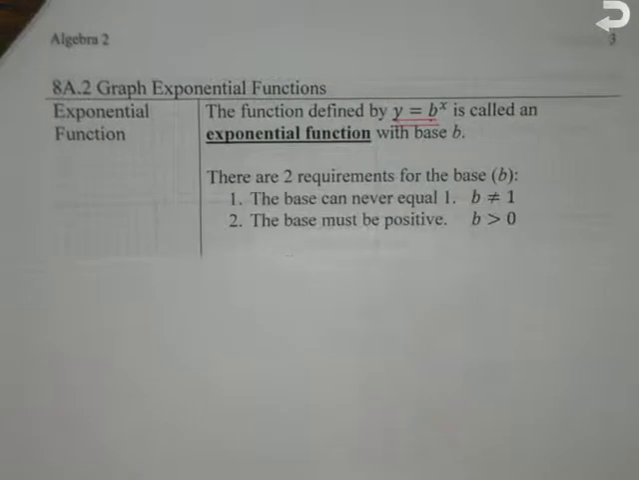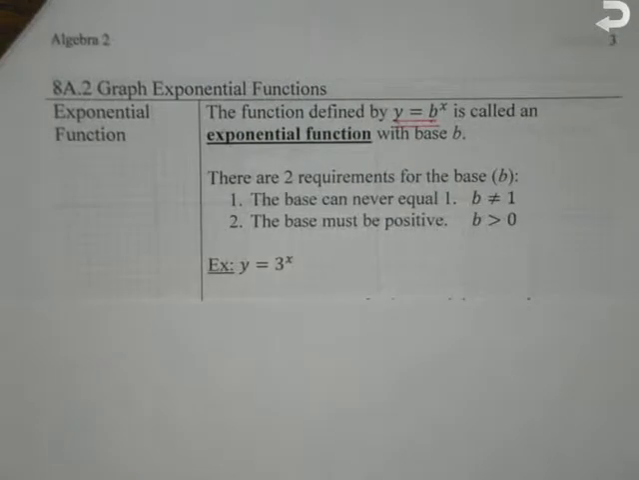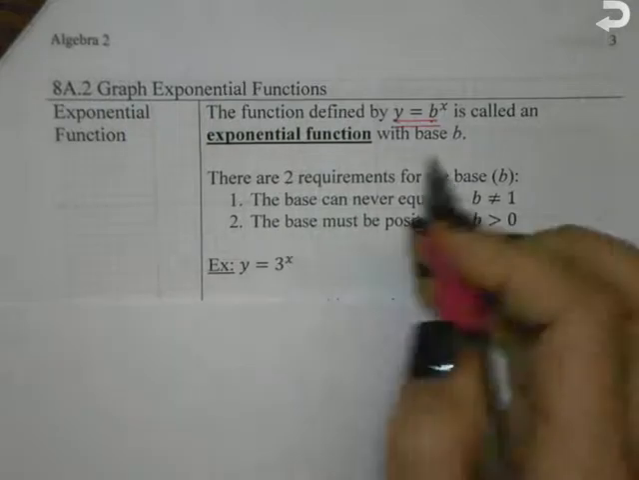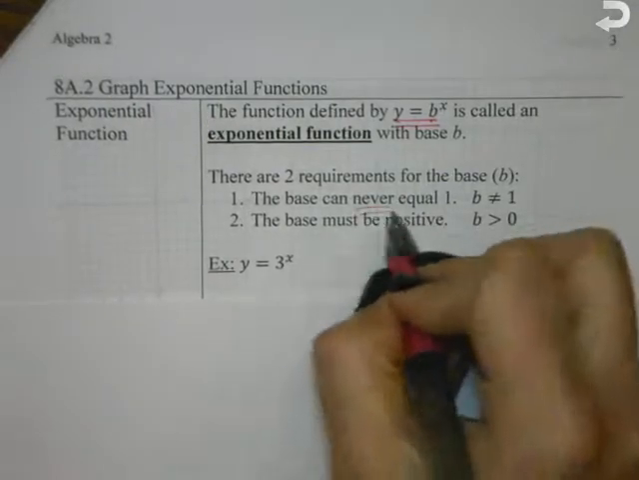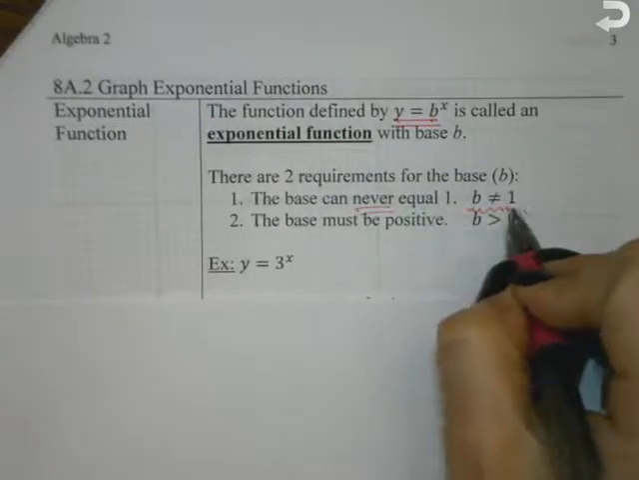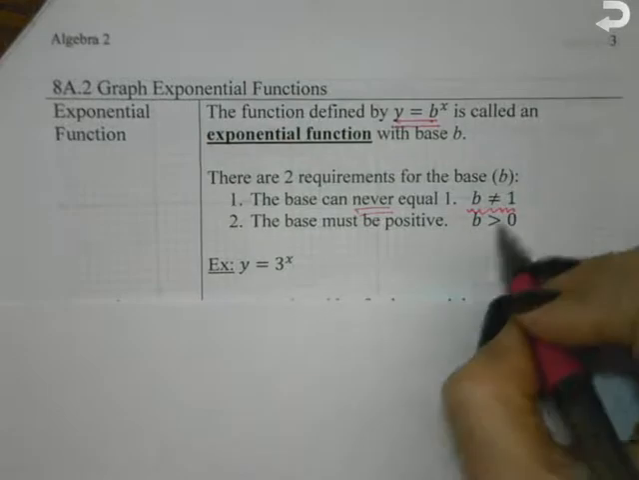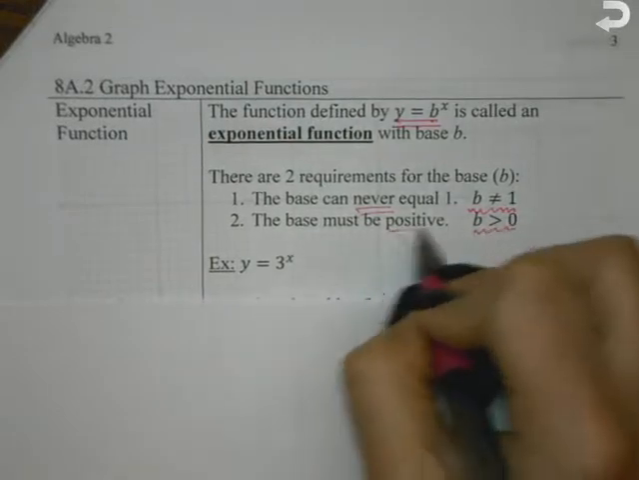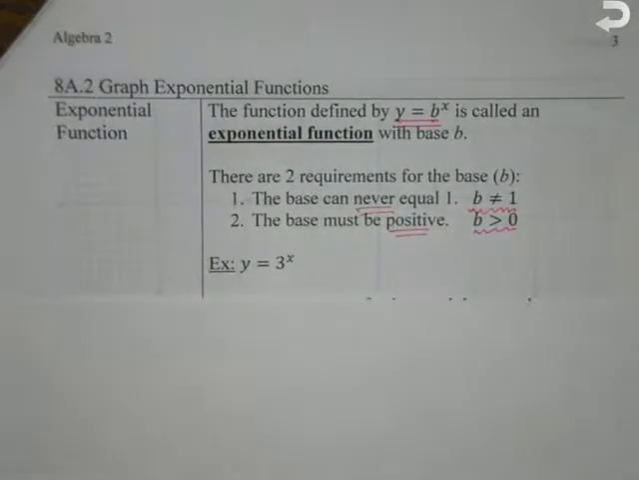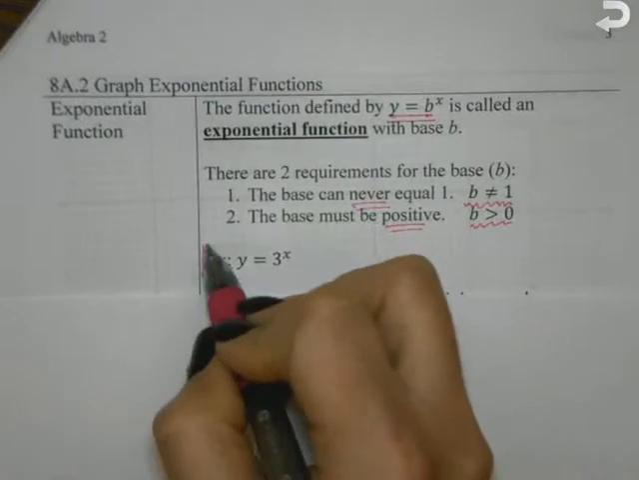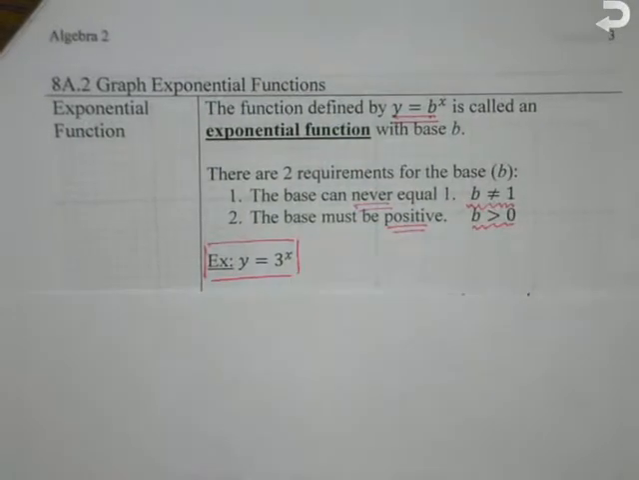We have two requirements for exponential functions for the base. The base can never equal 1, so b cannot be equal to 1, and the base must be positive, so it must be greater than 0. And a good example of that would be y equals 3 to the power of x.